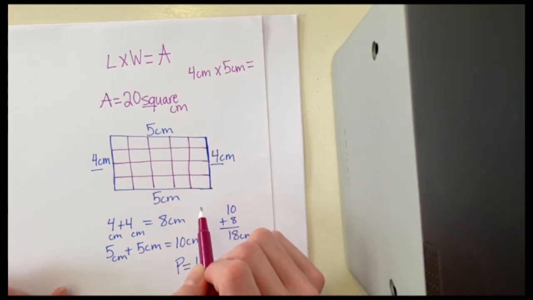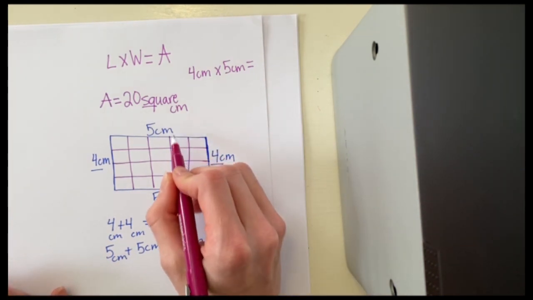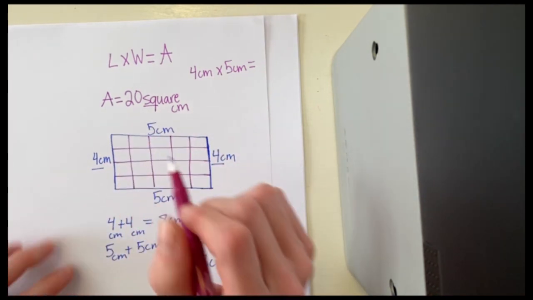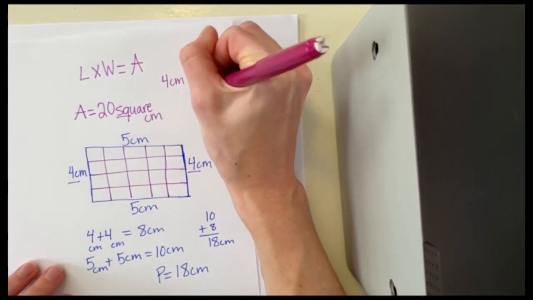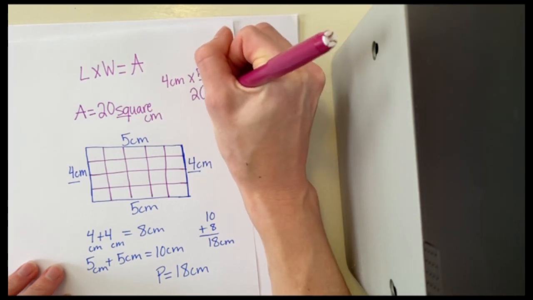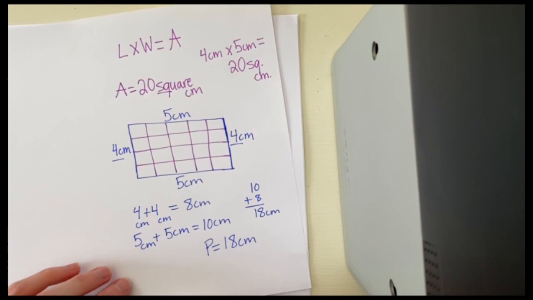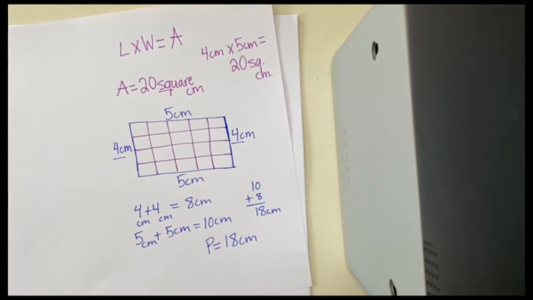Or you can count by 4s. 4, 8, 12, 16, 20. Either way, it equals 20 square centimeters. It's as simple as that. So let's review what we learned today.